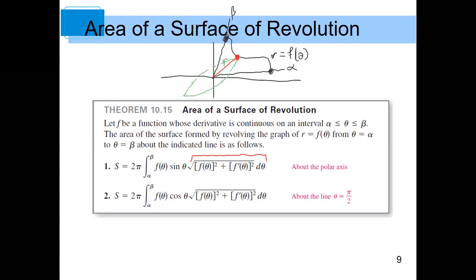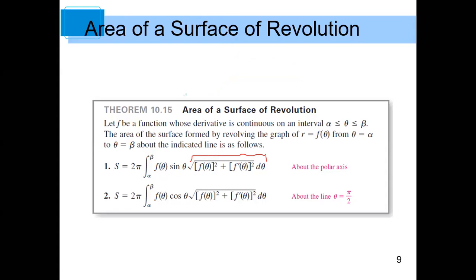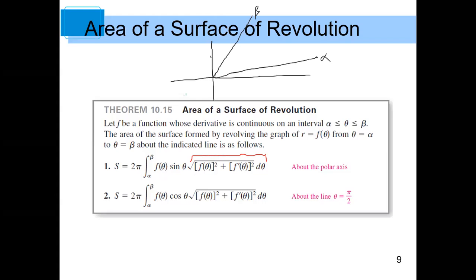Oh, wait, hang on a second. That's not what I wanted to do, sorry. Let me redo this. It says, what if you revolve about the polar axis? Sorry, let me redraw this thing. Okay, revolve about the polar axis. Okay, so here's alpha, or this is beta actually. Here's alpha. Okay, and then I'm kind of looking at this curve like this. Revolve about the polar axis. What does that mean? Where's the polar axis?